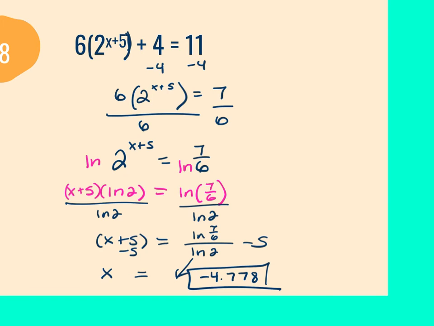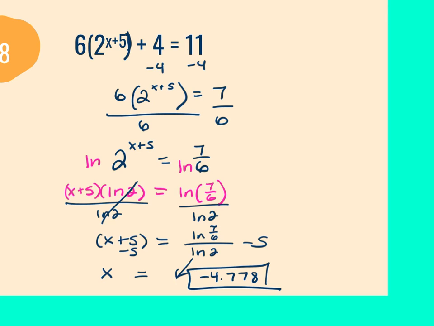You don't want to round that to a decimal, because it's not an exact decimal, so you want to keep it as 7/6. Divide both sides by ln of 2. That then cancels out from the left. I get x plus 5 equals ln of 7/6 divided by ln of 2. And then the last step is to subtract the 5 from both sides, and I get x equals negative 4.7776. So that bumps to negative 4.778.